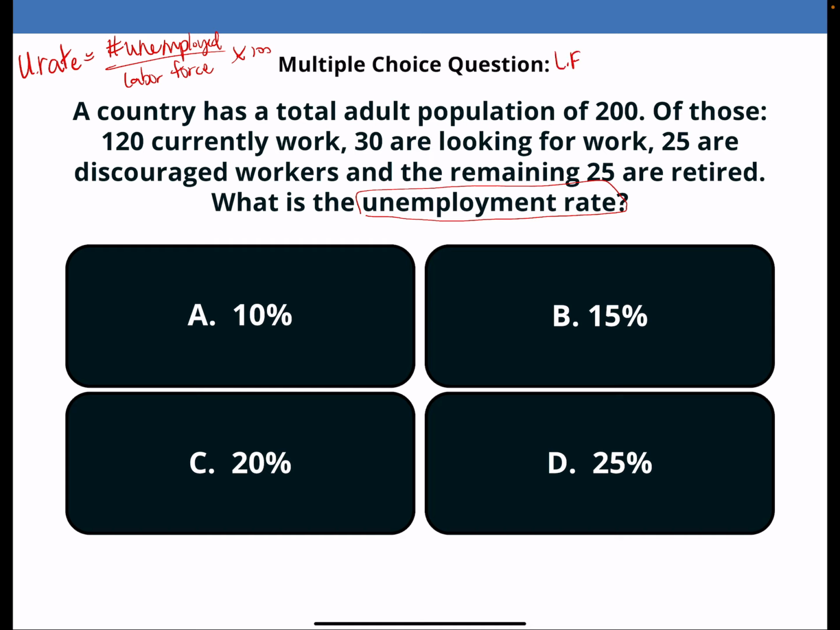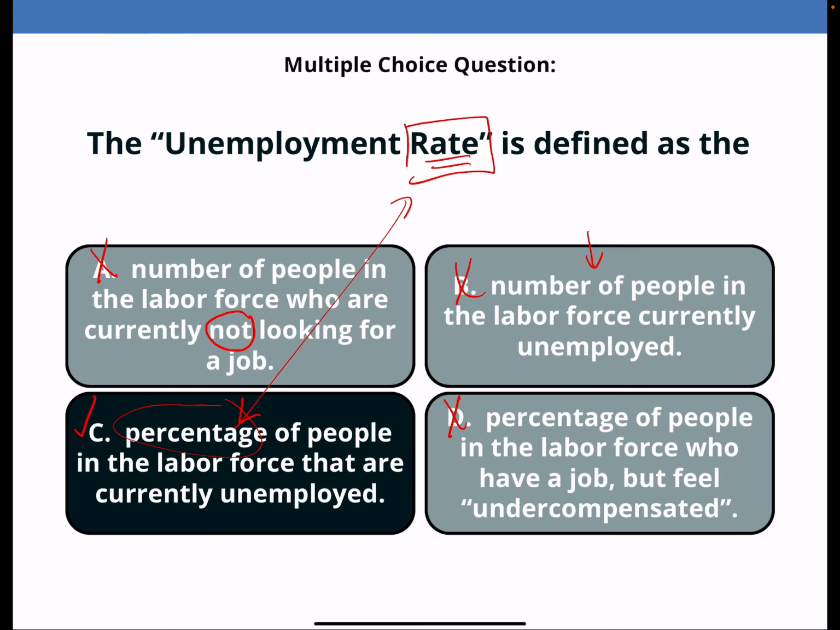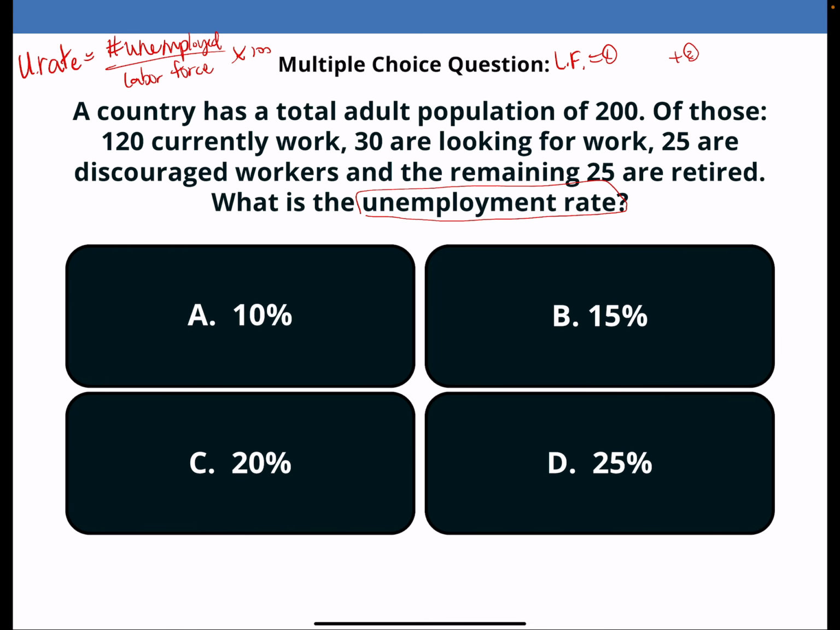Recall, the labor force is comprised of 2 groups of people. 1, those who are working. 2, those who are looking for work. So let's look at our numbers. Total adult population is 200. Of those, 120 currently work, so they're part of the labor force. Check. 30 are looking for work. Check. Those are my unemployed. 25 are discouraged workers. They don't count. 25 are retired. They don't count either.